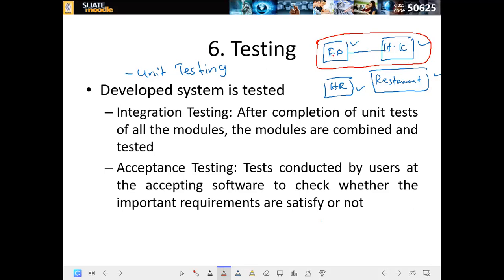Then after that, right, you are going to integrate the other part also, this one. Now you are going to find this integration testing. Now you have integrated 3 separate units: front office, housekeeping, and HR. It's working fine. Working fine now.